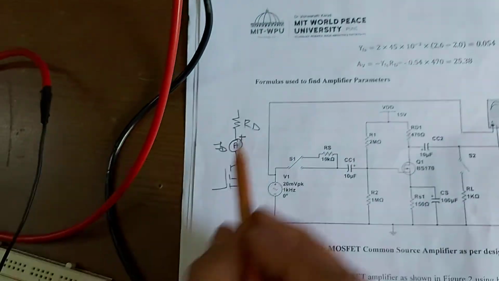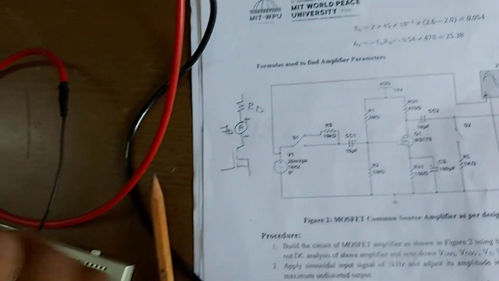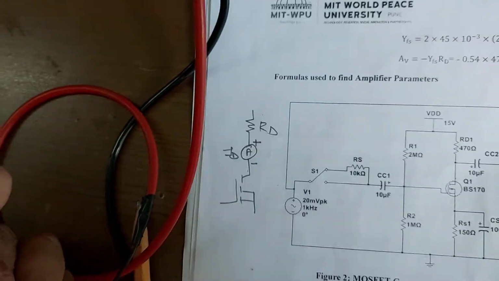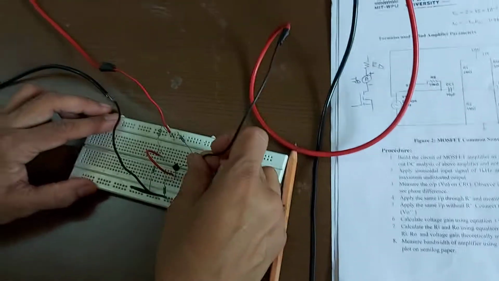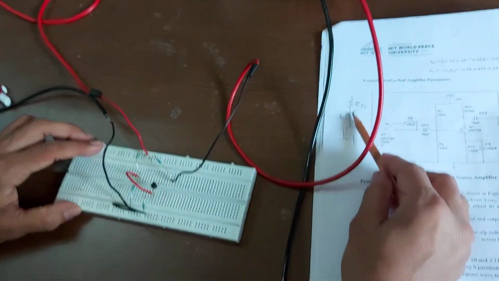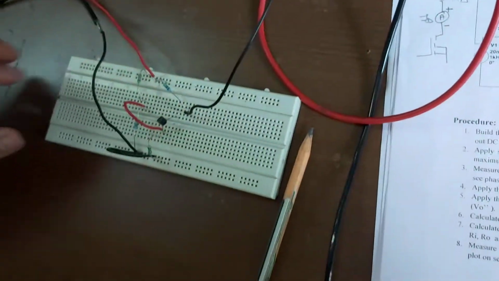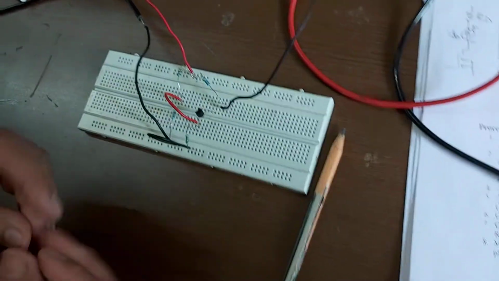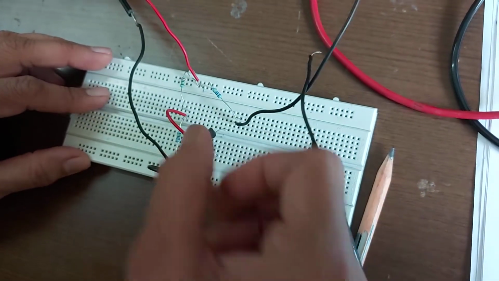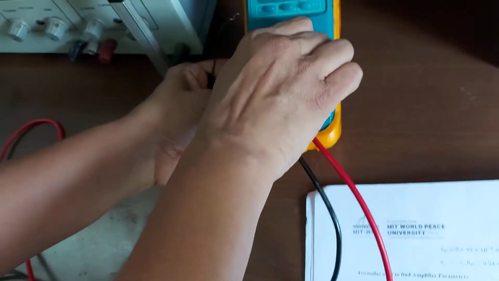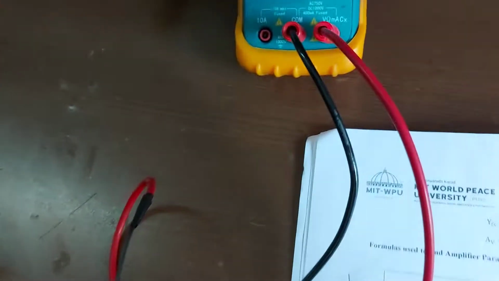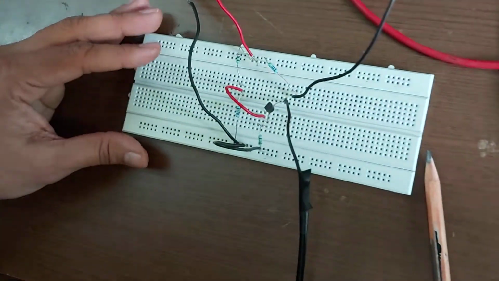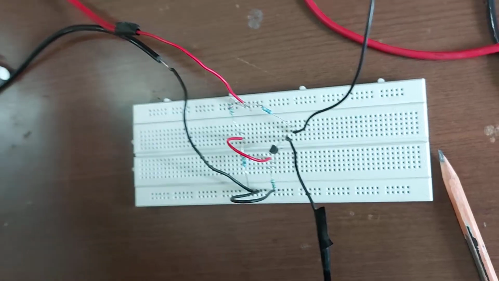So I'll break the connection between the drain terminal and this resistance RD, and in between I'm going to connect the ammeter. Ammeter positive terminal to RD here, and ammeter negative terminal to the drain. At the same time, don't forget to change the meter reading to milliampere, since we are measuring the current now. Whatever current we are getting, we have to note down.